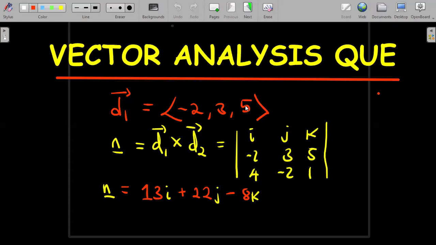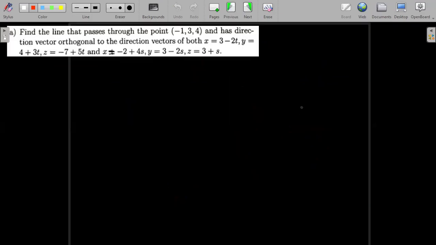In this video, we're going to look at vector analysis questions. To begin with, we have this question here, and the question reads: find the line that passes through the point (-1, 3, 4) and has direction orthogonal to the direction vectors of both. So we have these two lines that are given here in the question.